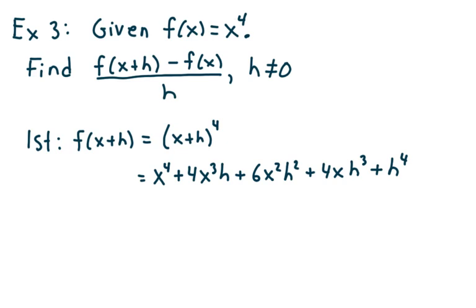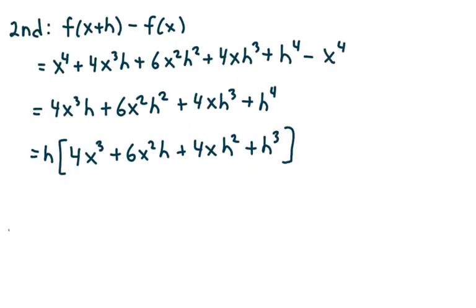And when I do that, I get f of x plus h is equal to x plus h to the fourth. Okay, first step. And then I claim when I expand that out, I get x to the fourth plus 4x cubed h plus 6x squared h squared plus 4xh cubed plus h to the fourth. Okay?